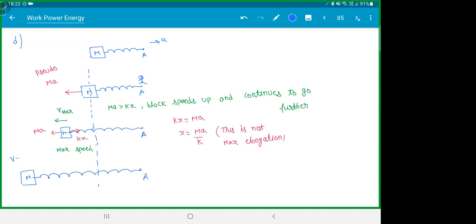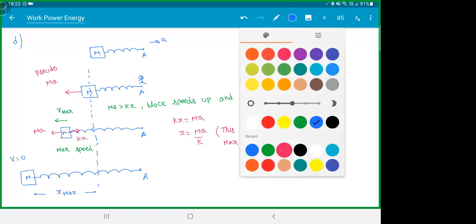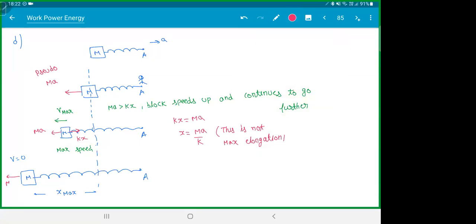So at this position here, you get zero. This is X max. This is a pseudo force. So initially velocity is zero, finally velocity is zero, and we can write work done by external force plus work done by pseudo force is change in potential energy plus change in kinetic energy.